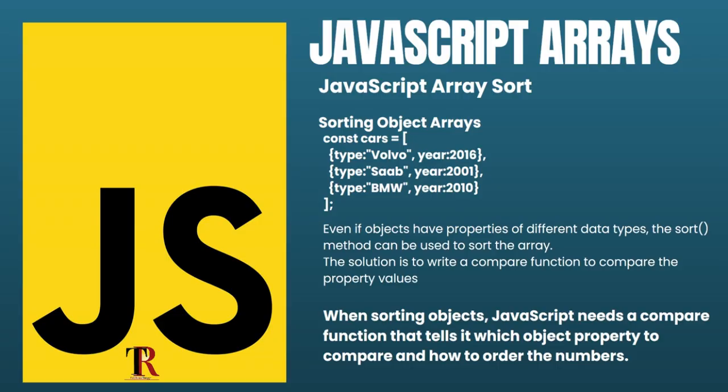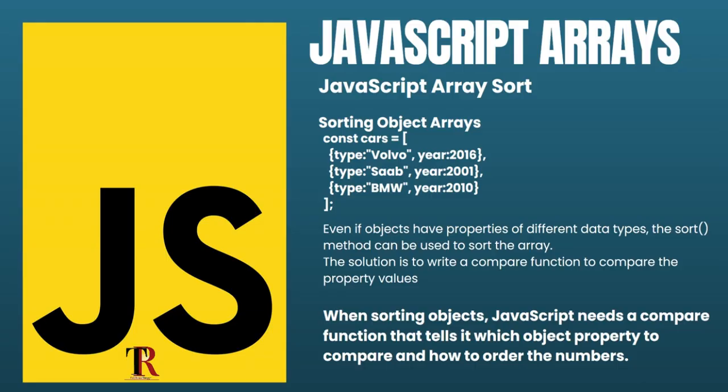You can see that there's an array of cars, and then it contains objects as the elements of that array: type Volvo, year 2016, type Saab, year 2001, type BMW, year 2010. So this is an example of an object array, and we're going to be looking at how you can sort through it in JavaScript. Now below that is a written text that even if objects have properties of different data types, the sort method can be used to sort the array, which means that if the elements of your array contain different data types, which happen to be objects, you can use the sort method to sort the array.